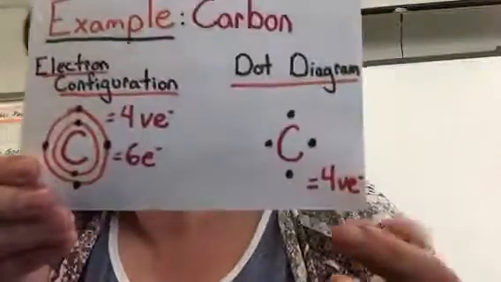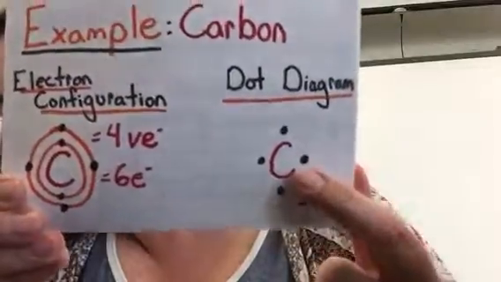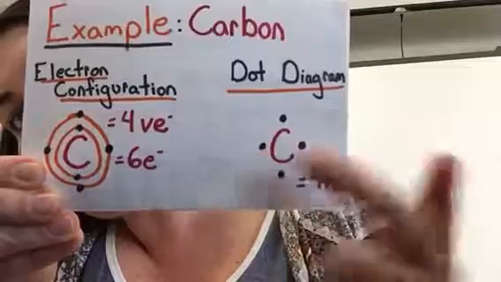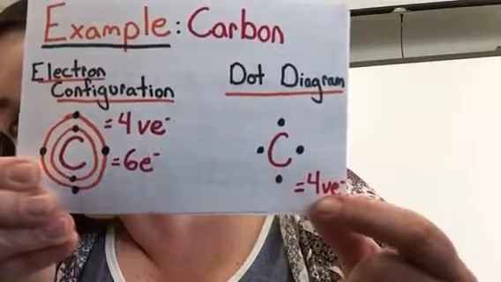So then we come over and say, okay, let's make a dot diagram. You put your chemical symbol here, and then you go around and add 1, 2, 3, 4. So there are our 4 dots that represent our 4 valence electrons for carbon.